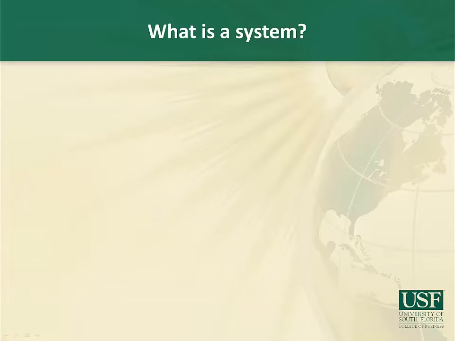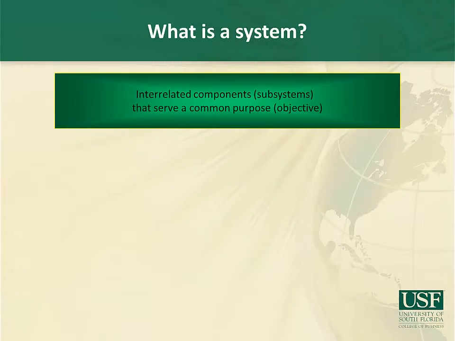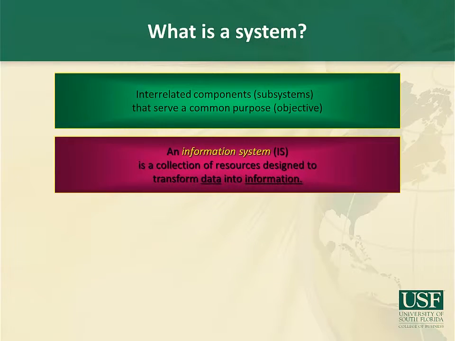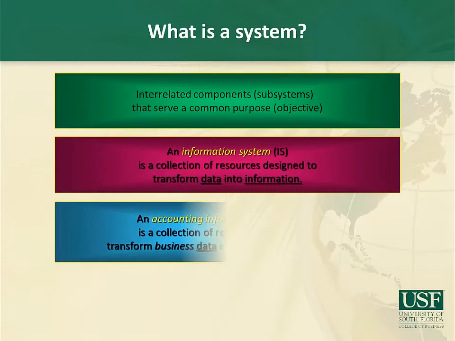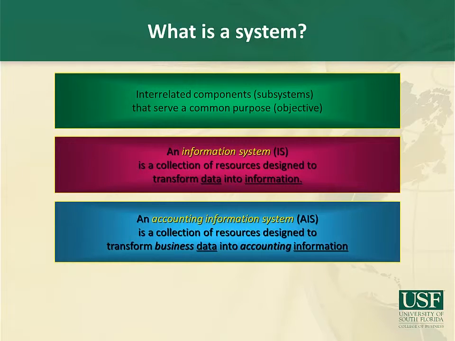Okay, let's start with some basic definitions. What is a system? A system consists of interrelated components or subsystems that work together to achieve a common purpose or objective. An information system is a collection of resources designed to transform data into information. An accounting information system, AIS, is a collection of resources designed to transform business data into accounting information.